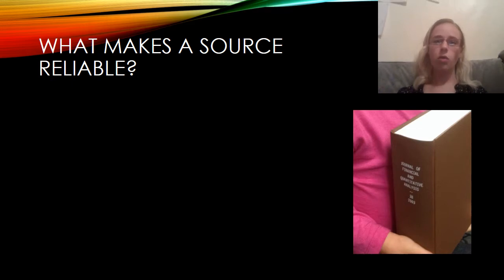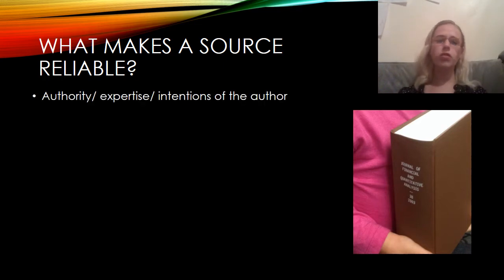Now we will consider what makes a source reliable. There are lots of different factors that contribute to this, and then you can come up with an overall picture, such as a source is moderately reliable, highly reliable, unreliable. We'll consider each in turn. First thing to consider is the authority or expertise of the author. Who is this person? What does he or she know about the field? What are his or her qualifications? Why should I listen to this person's opinion on this matter?